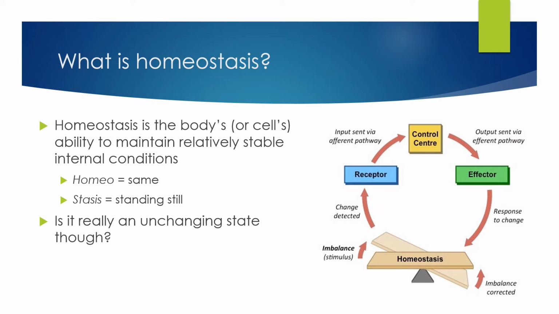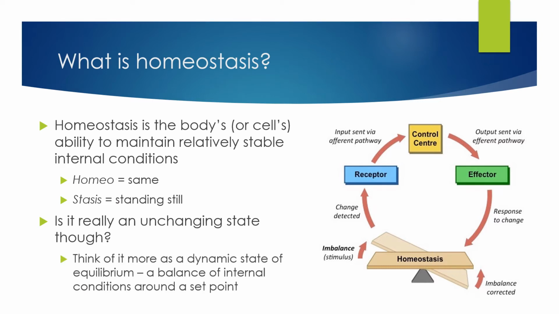But when we're talking about homeostasis, is it really an unchanging state? Is our temperature really always 98.6 degrees? Well, it's not exactly static. It doesn't stay exactly the same all the time. It's more a state of dynamic equilibrium. Dynamic meaning it's in flux, it's moving a little bit. So instead of it being a set point all the time, it's hovering around a set point.